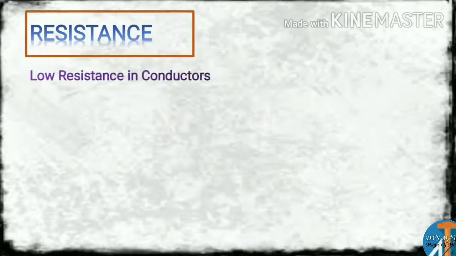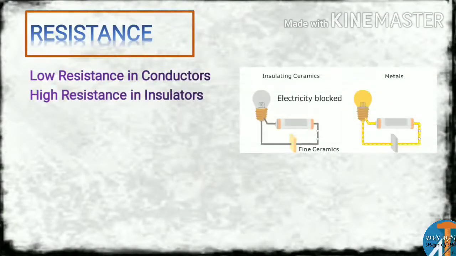Next, depending on the resistance, you can observe low resistance in conductors. As you all know, conductors are the materials which allow the electric current to flow through them. If they are allowing current to flow, it means there is little resistance. So if there is no resistance, we can say it is low resistance.